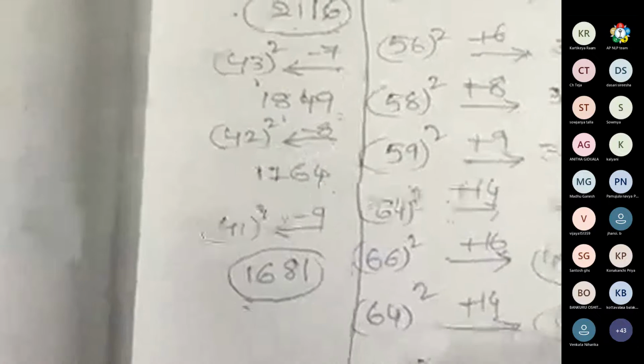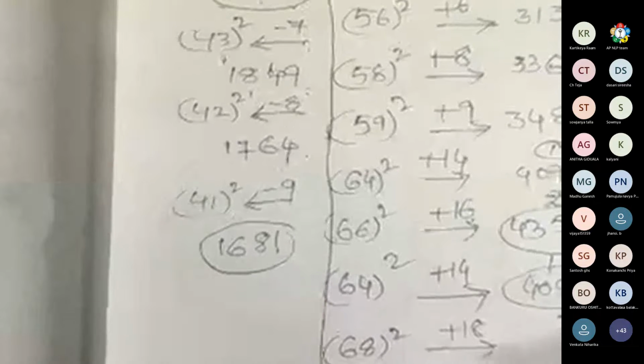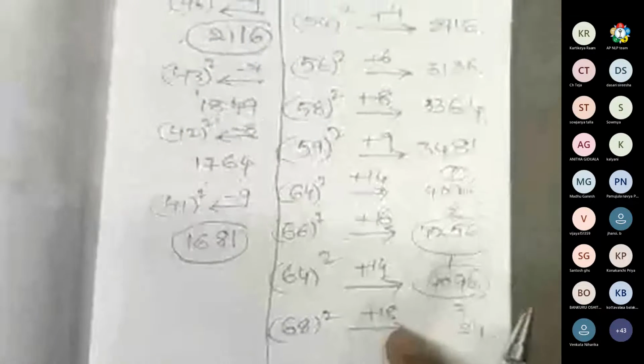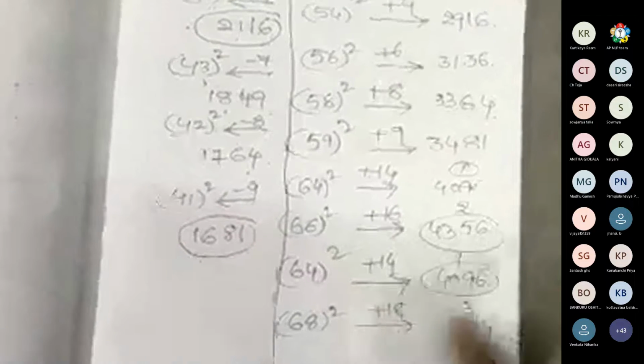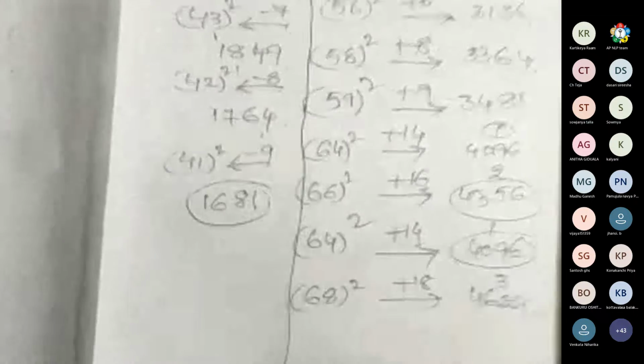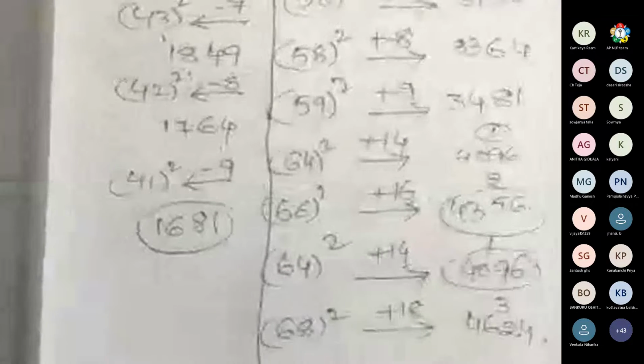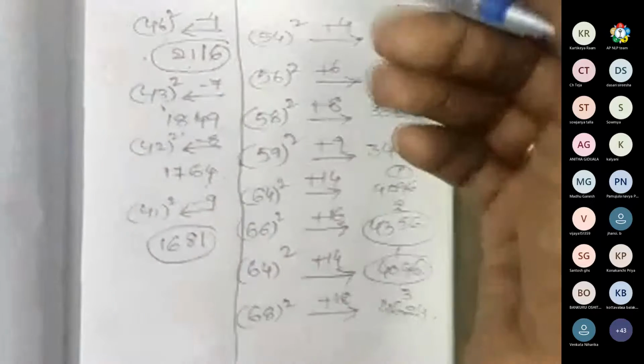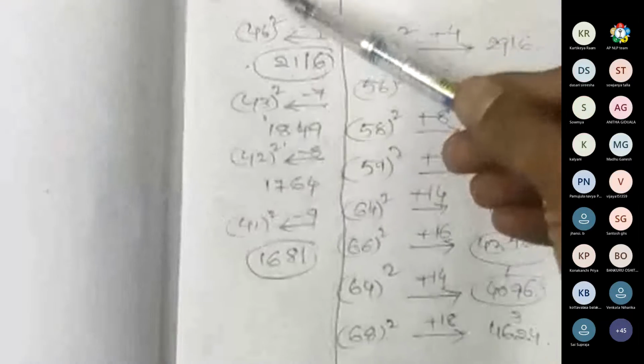68 whole square. For 50, how much more? 18 more. 18 square is 324. 25 plus 18 is 43. 43 plus 3 is 46. Answer 4624. Right?